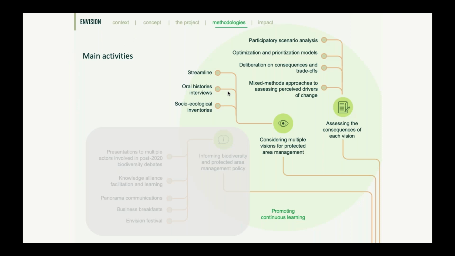Our website presents the more detailed methods, but essentially we are looking at a range of methods per theme. For example, assessing the consequences of each vision, we'll be using participatory scenario analysis, prioritisation models, deliberation on consequences and trade-offs, looking at mixed methods to assess the perceived drivers of change. In terms of considering multiple visions for protected areas, we're going to use this tool called Streamline, which is a cartoon-based approach to eliciting visions. We're going to look at oral history interviews, as well as social ecological inventories for understanding the relationship between different stakeholders and ecological drivers of change.